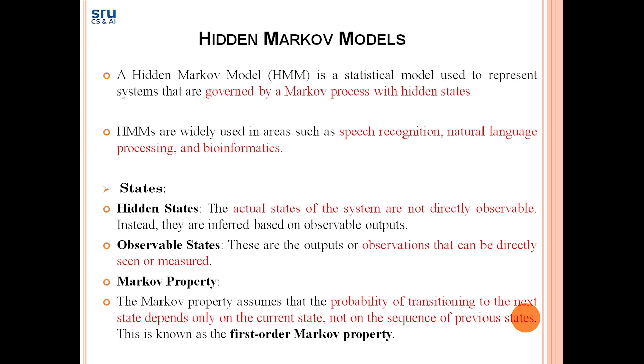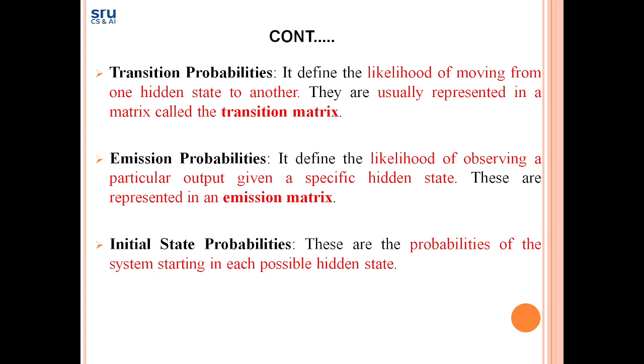Markov property: it assumes the probability of transitioning to the next state depends only on the current state, not on the sequence of previous states. This is known as the first order Markov property. Transition probability defines the likelihood of moving from one hidden state to another. It is represented in a matrix called the transition matrix.